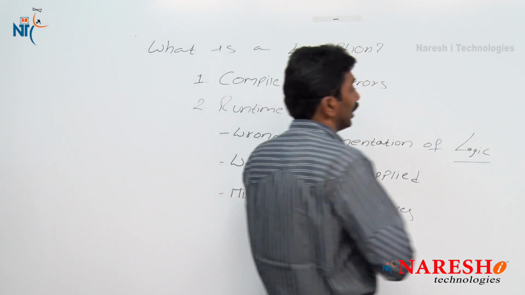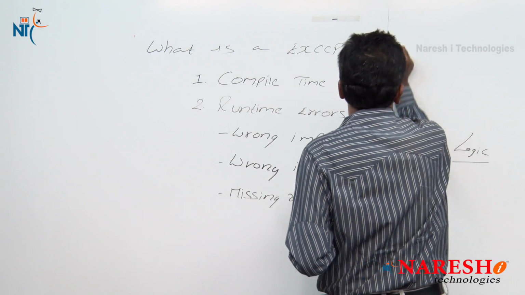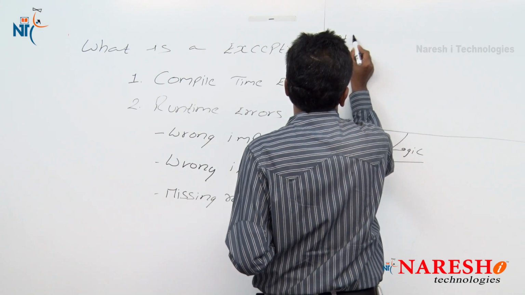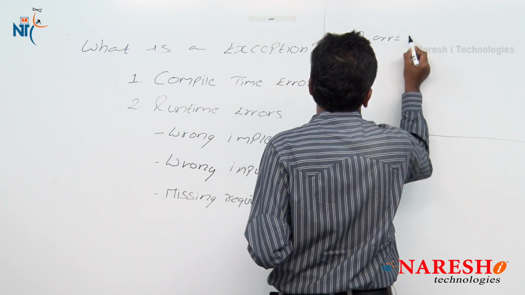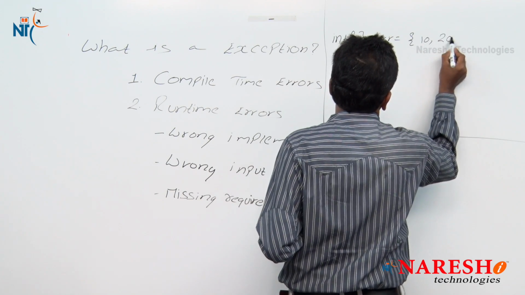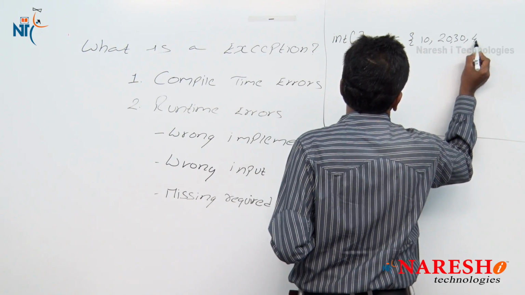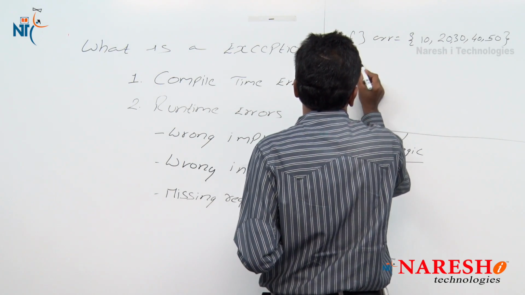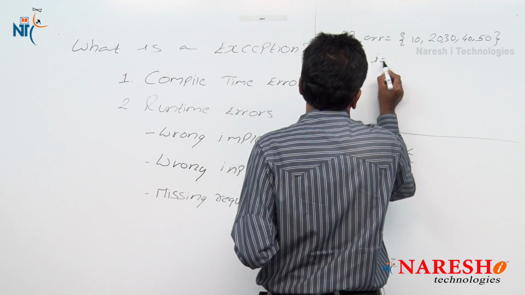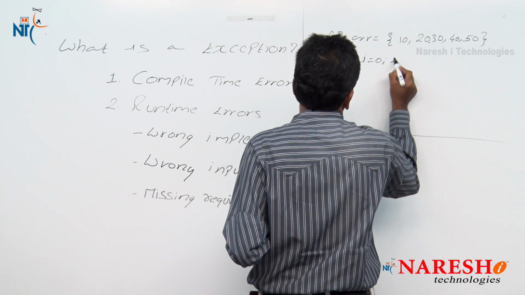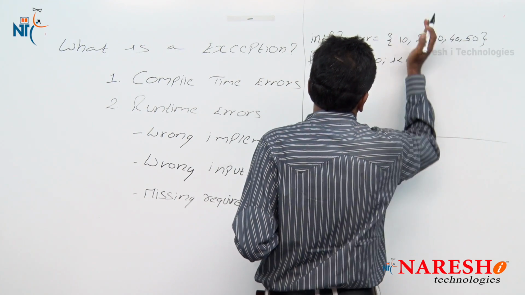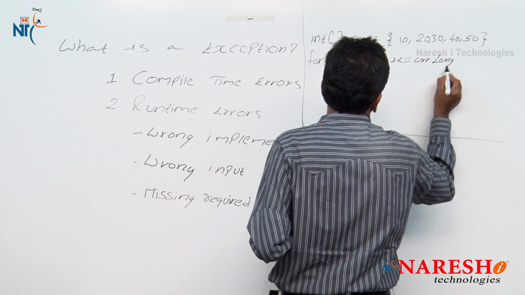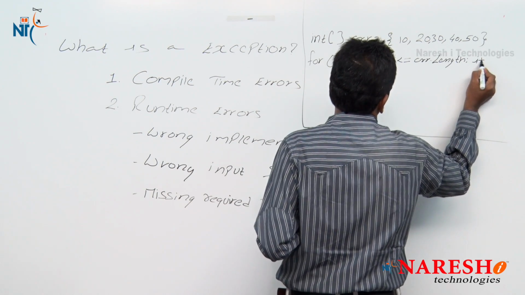So what happens now? The compiler will directly take your code and try to run it, and the runtime error will come. See, suppose this is your array: int ARR is equal to a simple array like this. Now I am writing for int I is equal to 0, I less than or equal to ARR dot length, I plus plus.